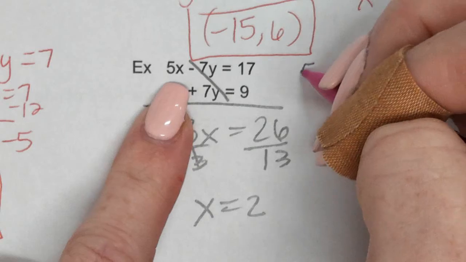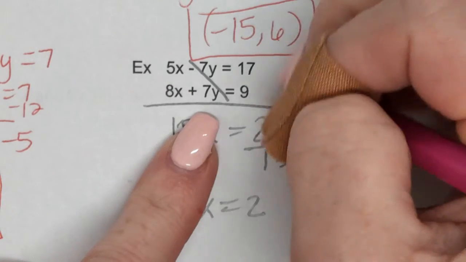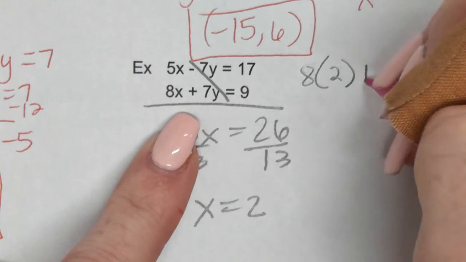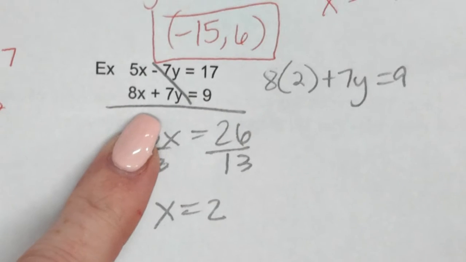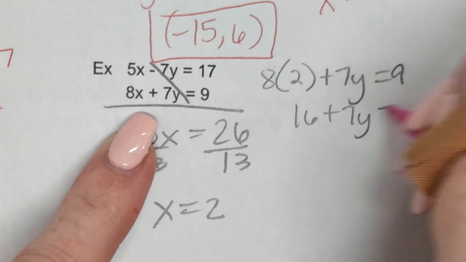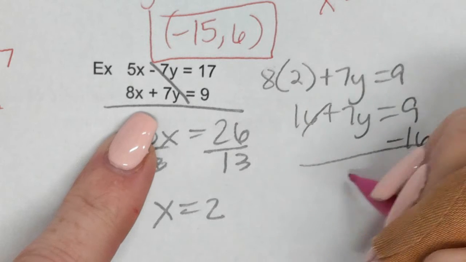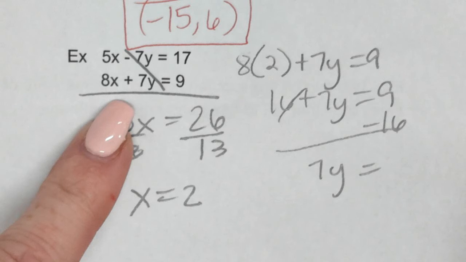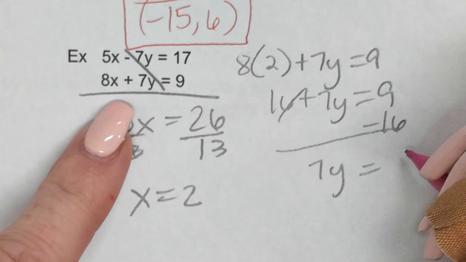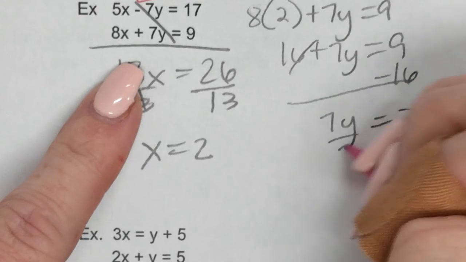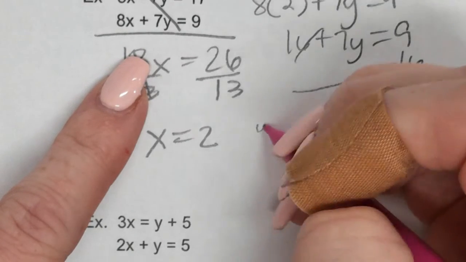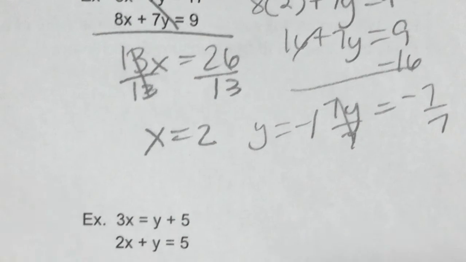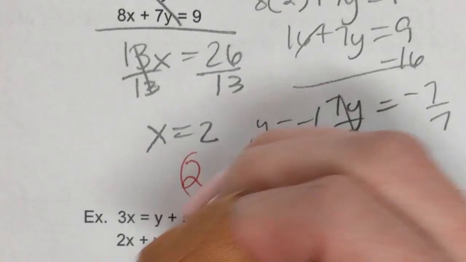So I'm doing 5. Oh, which one did y'all want to do? The bottom one? Yeah, I just looked at that. 8 times 2 plus 7y equals 9. That's 16. And then 9 minus 16 is... What's 9 minus 16? It's negative 7. Yeah. Divide by 7, and you get y equals negative 1. So 2 comma negative 1.